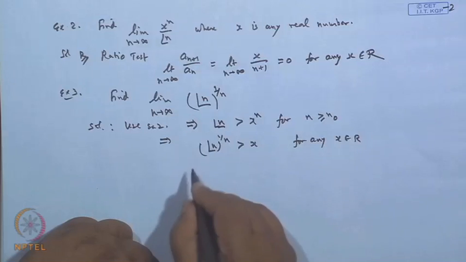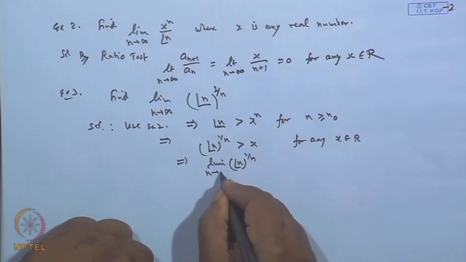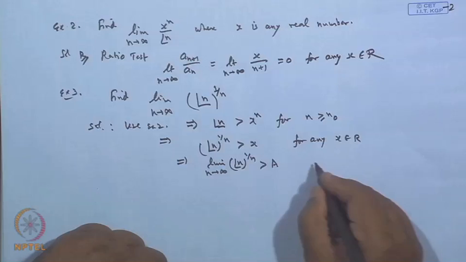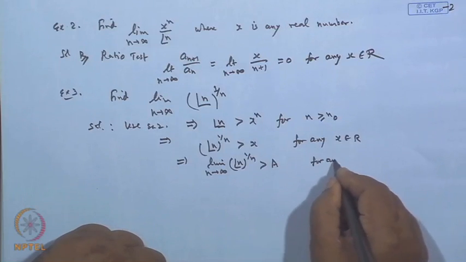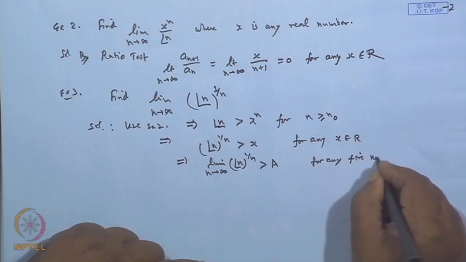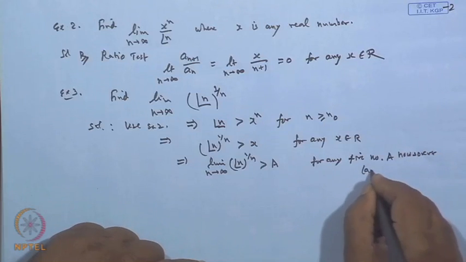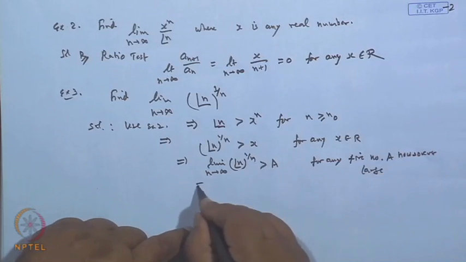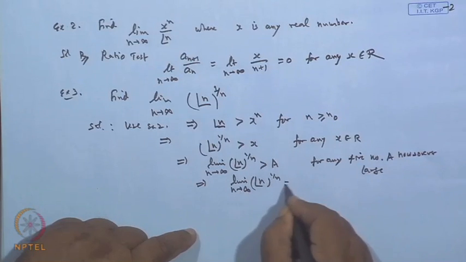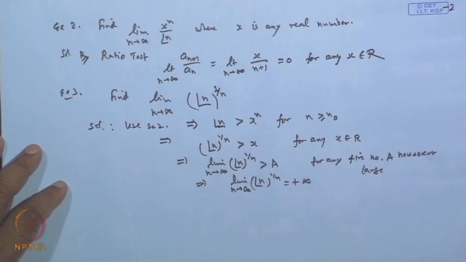It means the limit of factorial n to the power 1 by n as n tends to infinity will exceed any positive number a, howsoever large, and this is only possible if the limit is infinity. The limit of this will be infinity. So, it follows from this. Okay.